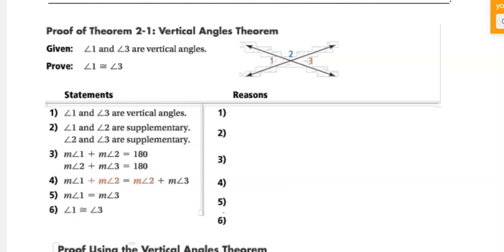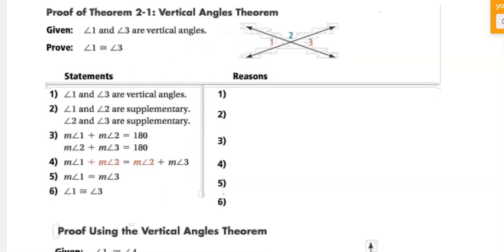Most of the proofs that we just did in the last section were little baby step proofs. Only at the end did we actually work on geometry proofs. Before that, we were just doing math and justifying it. Now we're going to be working on more legit proofs. So we are going to prove the vertical angles theorem.